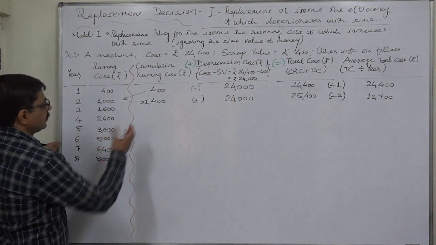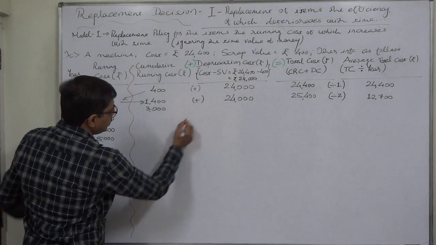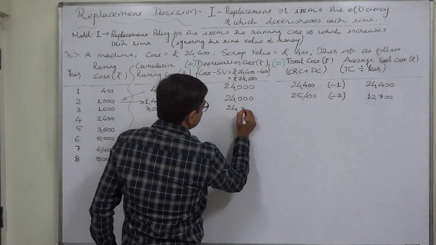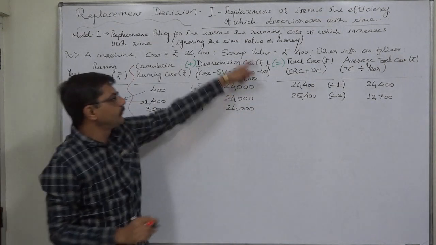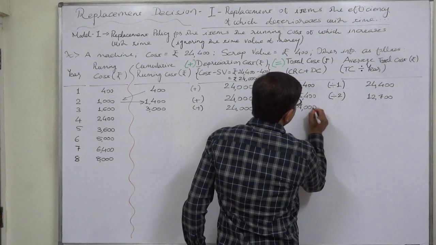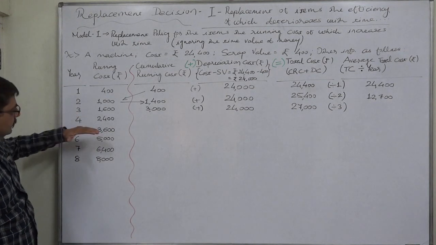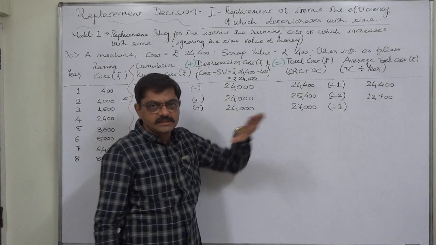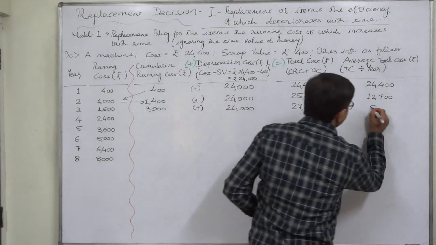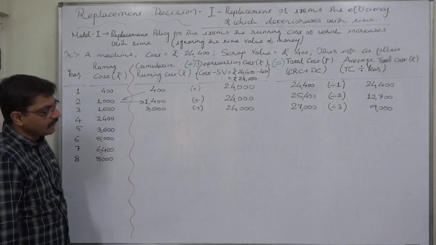Now, third year, 1400 plus 1600. So cumulative running cost 3000. It is not necessary to show this plus sign every time. Yes, constant depreciation cost in this case, it is constant because of constant scrap value. 3 plus 24, it is 27,000. Now, what the situation exactly is? 27,000 total cost is there because now we have used the machine for 3 years. So, average annual cost for 1 year comes to rupees 9,000.